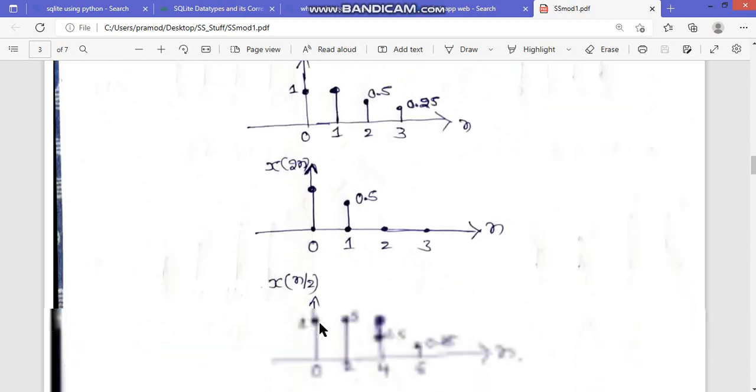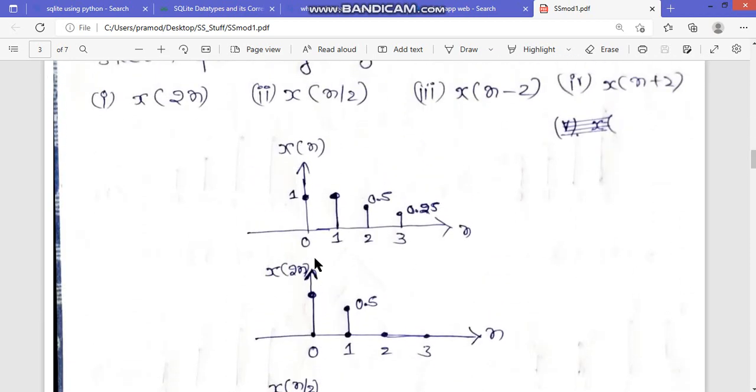Now what will happen? Just see, 0 by 2 is 0, so I got the same value as this one, and 1 by 2 is 0.5, and you should remember that your n can take only integer values. So 0.5 you cannot plot. I will stop there, and when it is 2 by 2, which is 1, at 1 your value is 0.5. When the value of n is 3, 3 by 2 is 1.5, there is no value, so there are no values for the rest. So this is the shortcut method.